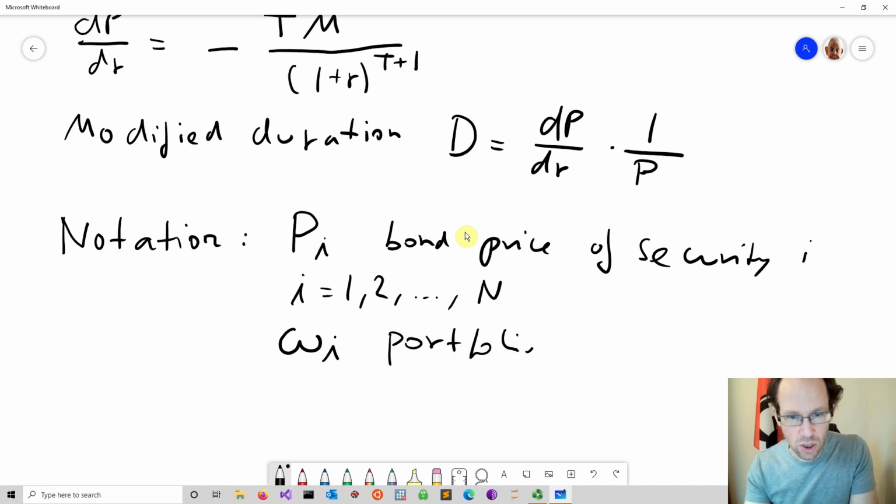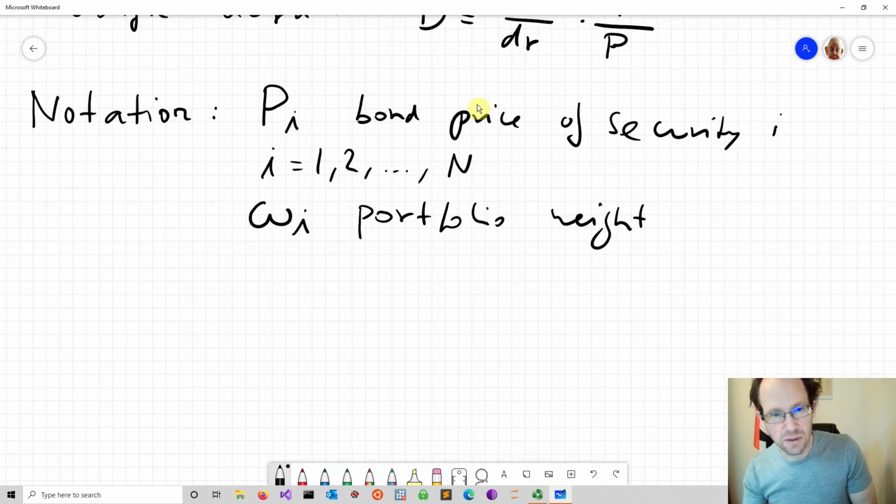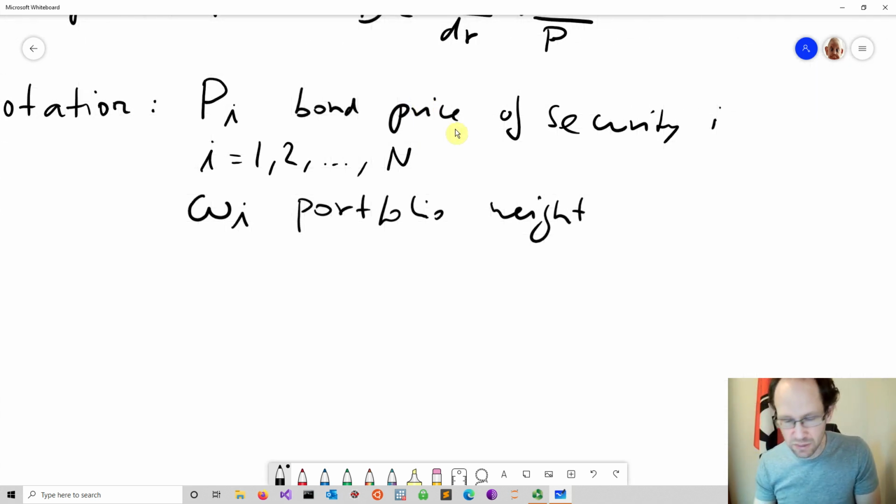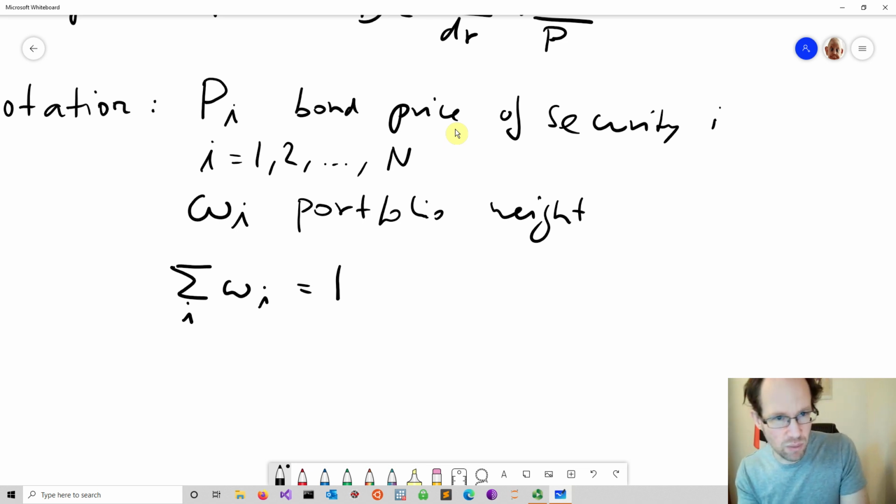Of course we could impose certain restrictions if we want to, for instance, do I have to be fully invested or not? But without much loss of generality, let me assume that if I sum over all these omega_i's, this is equal to 1. So this means basically you're fully invested in a bond portfolio.